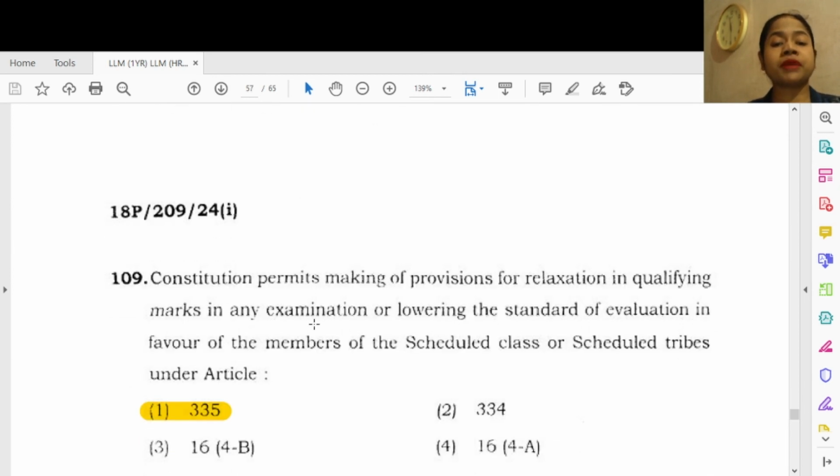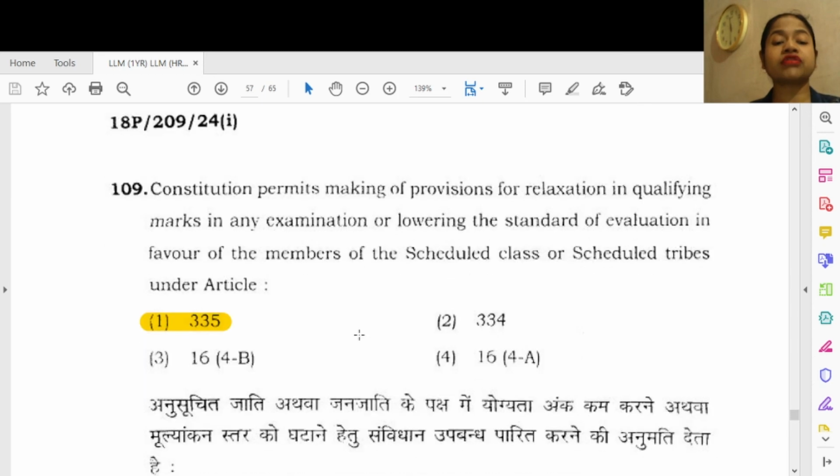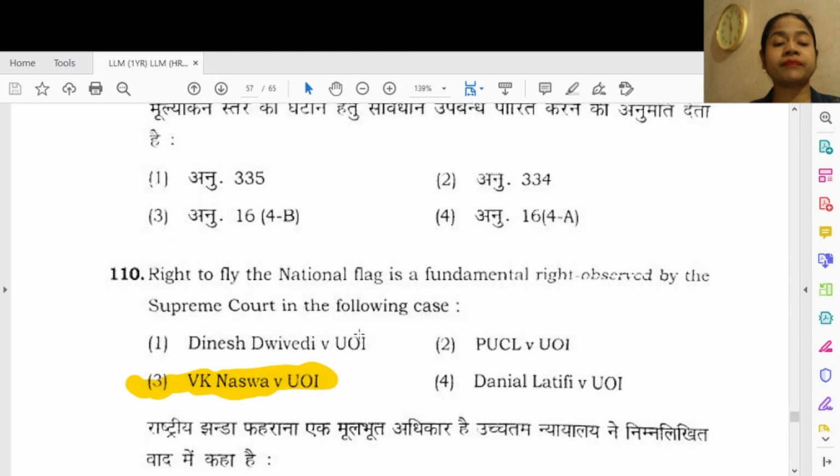109, the Constitution permits making of provisions for relaxation in qualifying marks in any examination or lowering the standard of evaluation in favor of the members of the Scheduled Castes or Scheduled Tribes under which article? This is option number 1, Article 335.